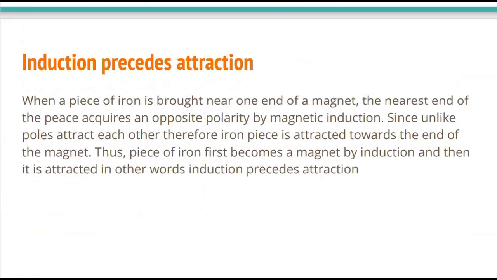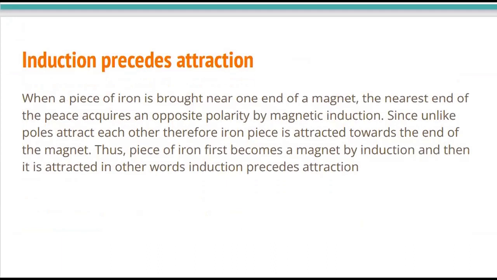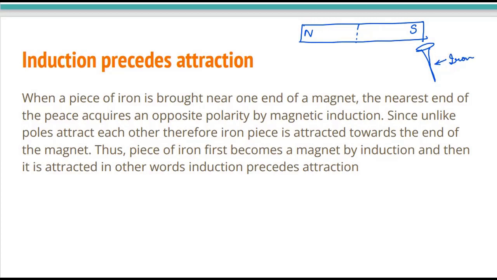Now, again, a very important topic. Induction precedes attraction. Induction precedes attraction. This is again related to the topic that we just discussed. Now I will draw that same diagram again. I'm taking a bar magnet. Say this is north and this is south. And you are trying to bring an iron pin towards this magnet. Now, obviously, this iron pin will get attracted to the magnet. That means attraction will definitely happen. But before attraction, induction will happen.